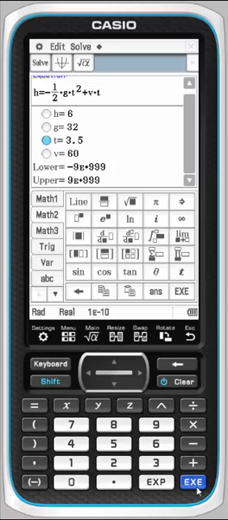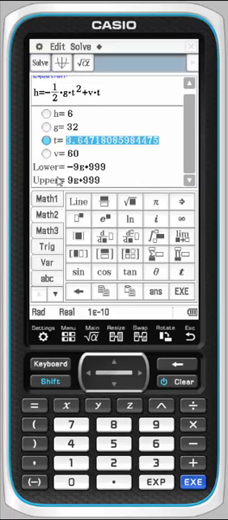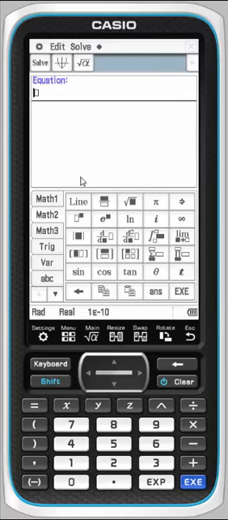So now, if I change my t value when I solve, it will find the value closest to t, whereas I can use the lower and upper bound to only search a specific region. Lastly, let's solve another equation. Let me clear this, edit, clear all, and let's solve y equals x squared minus 4x minus 45.